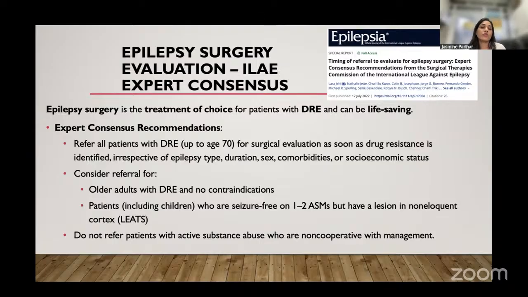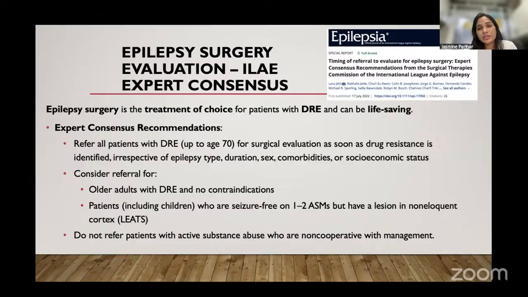We don't have to wait for 4 years, thinking let me try one more drug, let me try one more, maybe let me try 7 drugs, and then label the patient drug resistant. No, after 2 drugs you label the patient drug resistant, and you refer them to the comprehensive epilepsy center for evaluation and consideration of surgery. So older adults with drug resistant epilepsy, older than 70 years, if they do not have any contraindication, you refer them. That is what we have talked about, that if the patient has drug resistant epilepsy, you definitely refer.